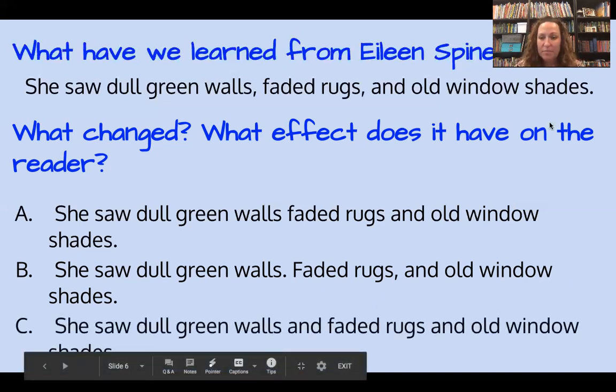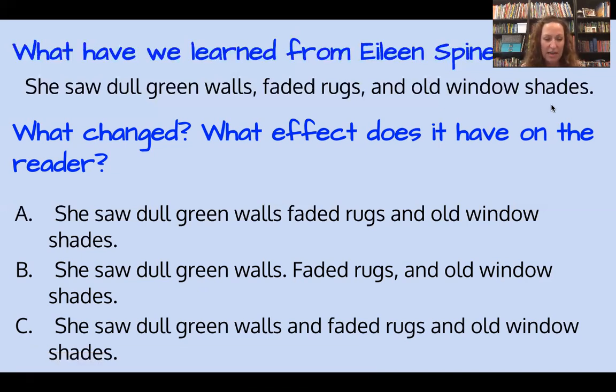Let's take a look at this last one. What changed? You're right. Instead of using the commas, we use the word and. She saw dull green walls and faded rugs and old window shades. We can do that. We can use and in place of commas. But that gets to be pretty repetitive for the reader, doesn't it? That's the effect it has on the reader. It becomes repetitive, and as a reader, we tend to lose interest that way. So whenever you think about using an and, think in your head, do I want to use and, or can I use a comma here to replace it, especially if you're listing things?